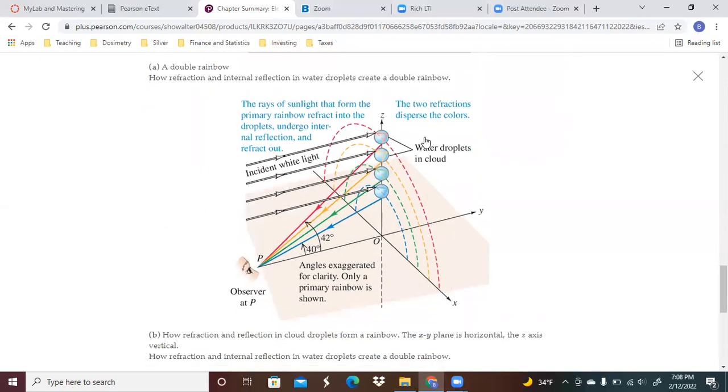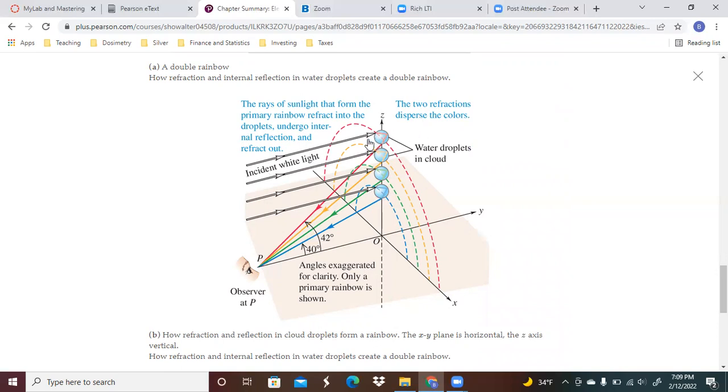And here's sort of a picture of what's going on. You've got the rays of sunlight that form the primary rainbow and refract into the droplets, undergoing internal reflection and refracting out. The angles are exaggerated for clarity, obviously. You're looking at about 40 degrees. So you've got incident white light coming in. Your angle of perception here is going to be around 40 to 42 degrees. So you've got rays coming into the drops, and then they're coming back to the eye.